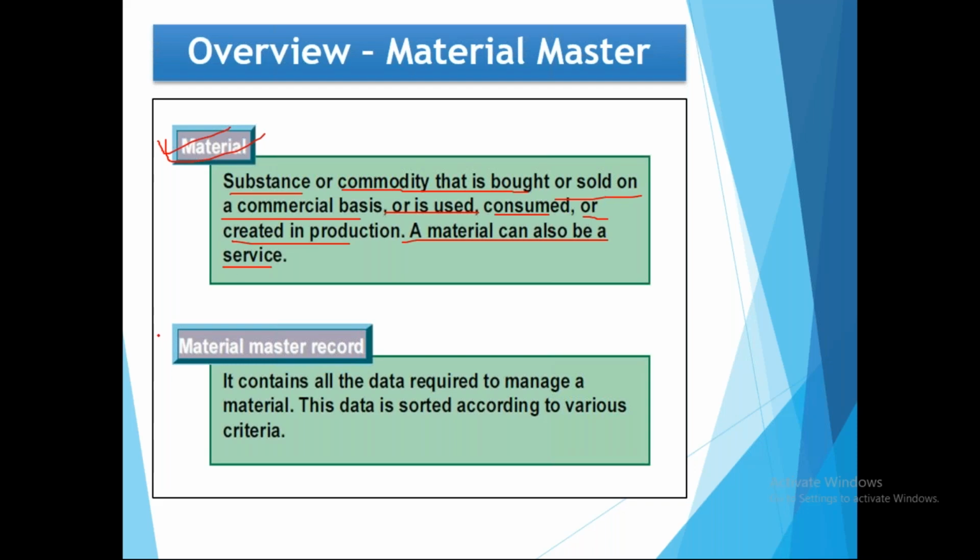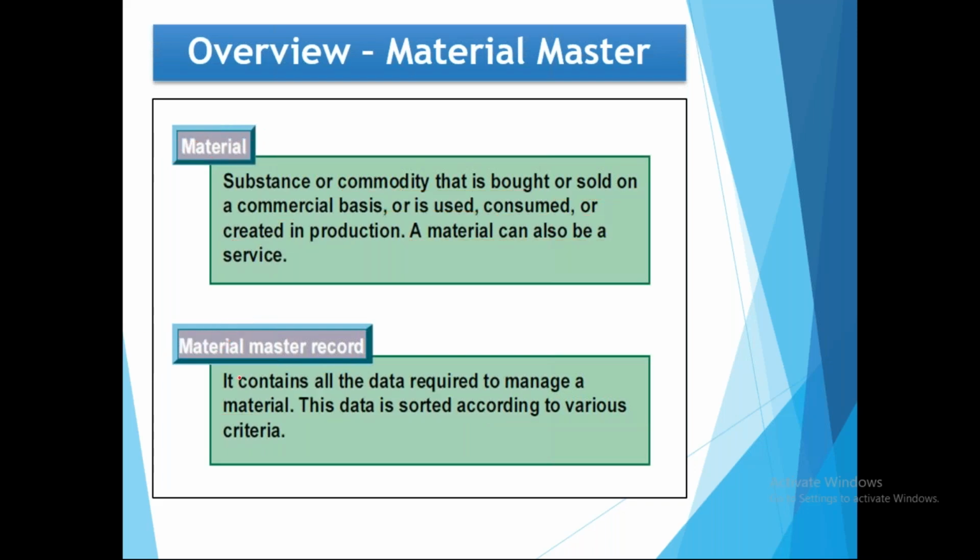Now, the material master record. It contains all the data required to manage that material. This data is sorted according to various criteria. So the material master will contain information about that particular material. What is the material code? What is its unit of measure? If it is a raw material, what is the time required to purchase that material? If it is a finished product, what is the time required to produce that material? So information about the particular material is stored in its material master record.